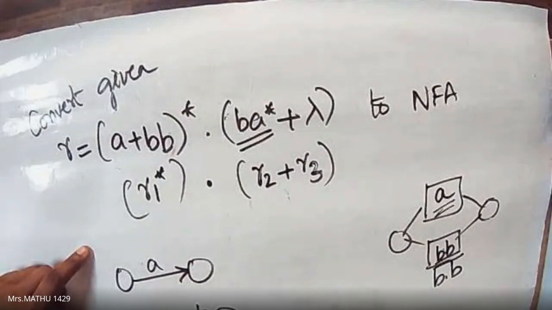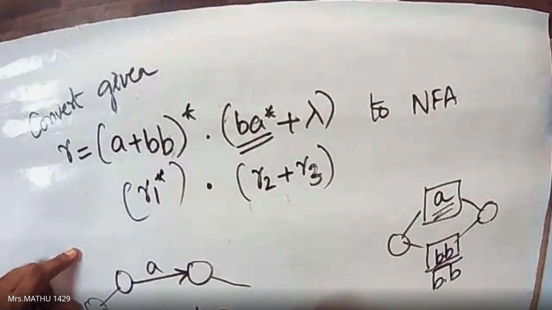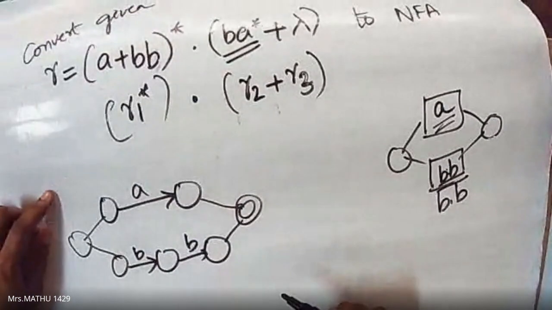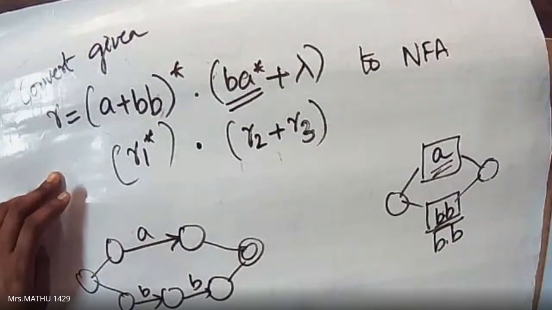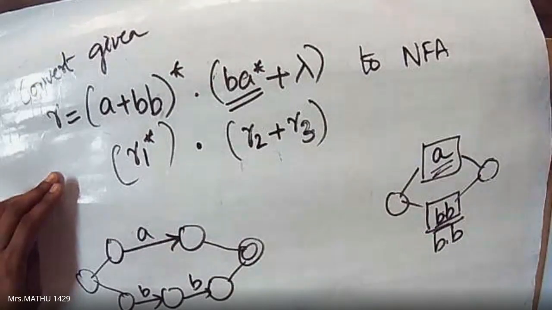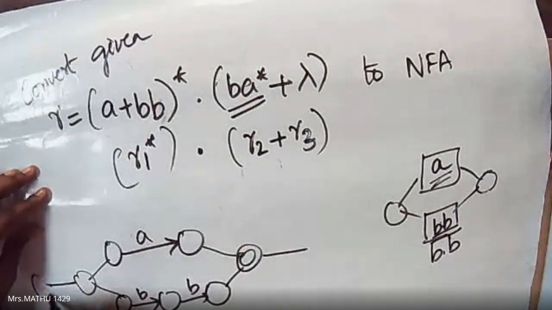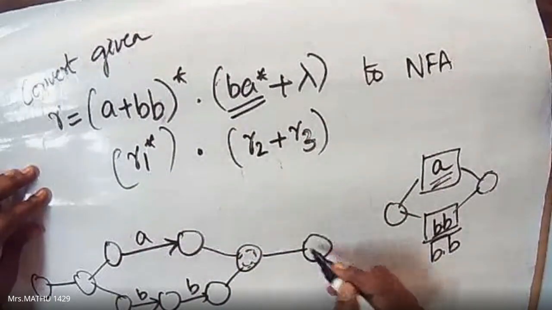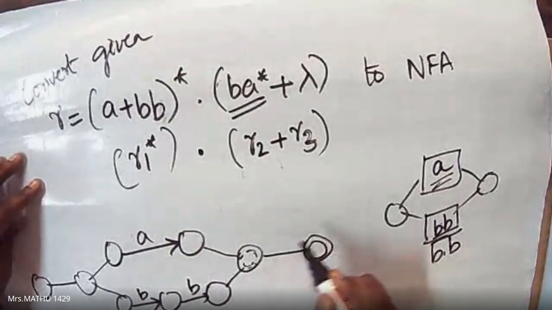Now we want to join it together using a common initial and final state. So this is your A or BB. But what is asked? A or BB the whole star. How can you do that for drawing R1 star? Again you need to go for a new initial and final state. Now actually this is not the actual final state, so we are going for another final state, but this is also not the actual final state.